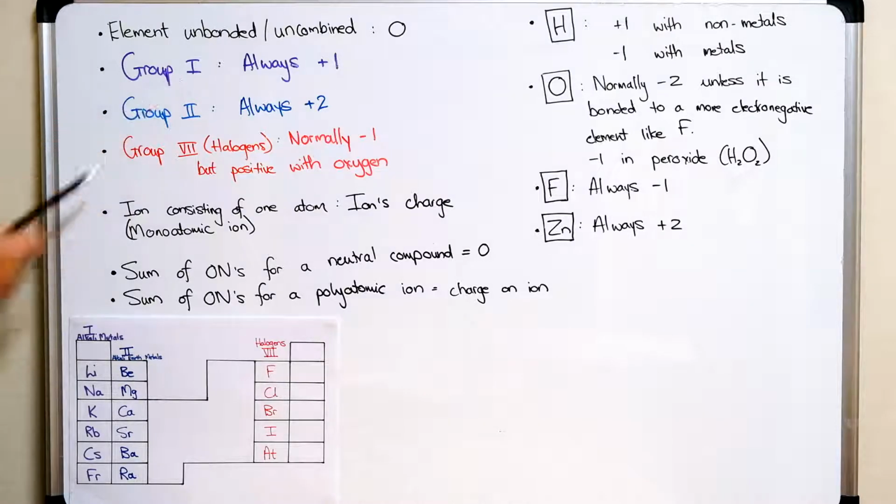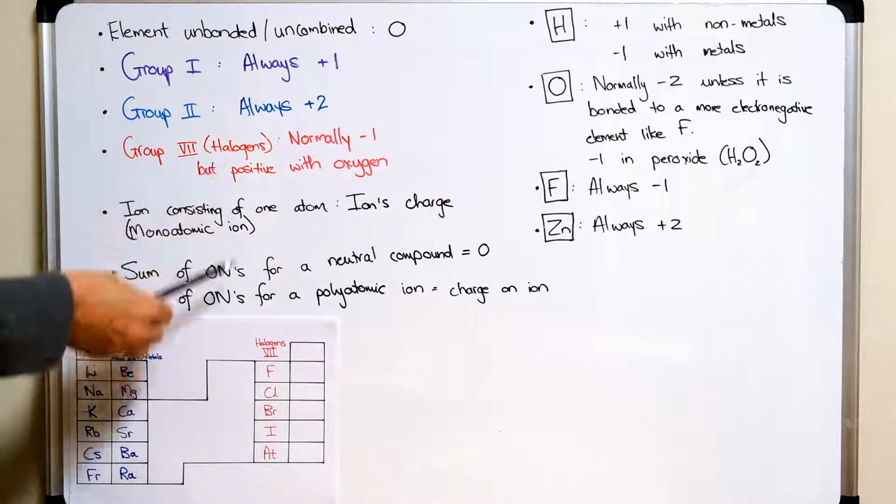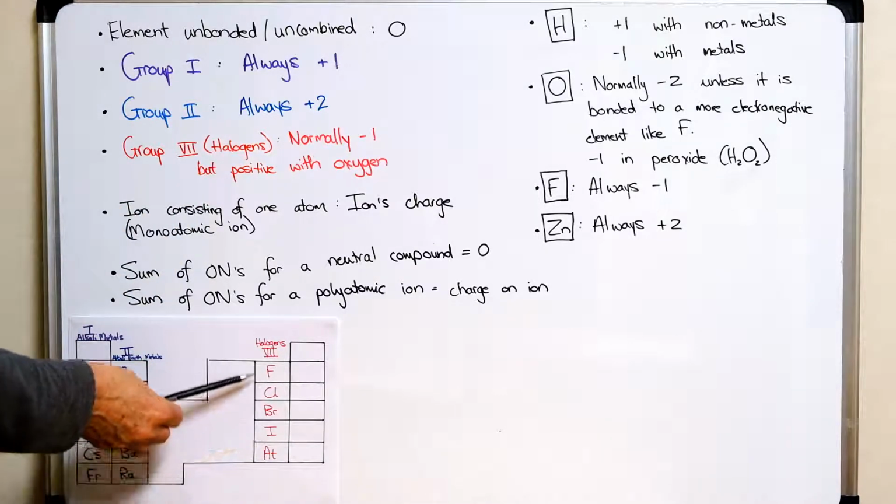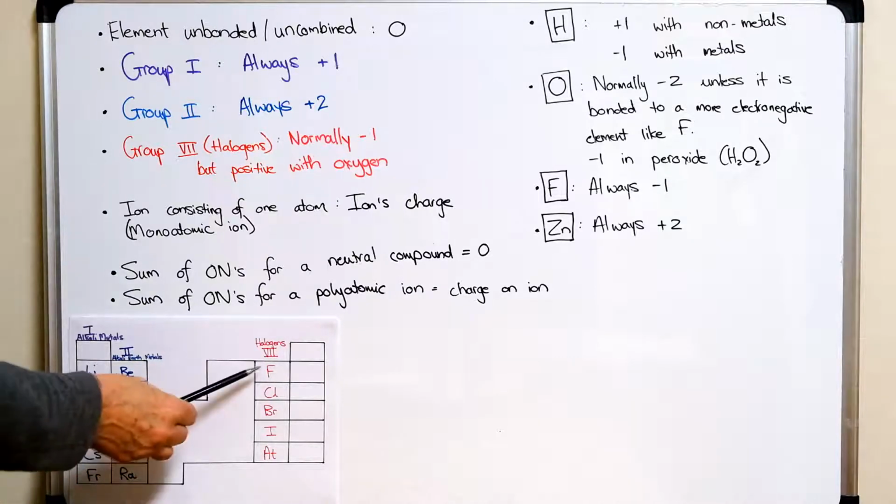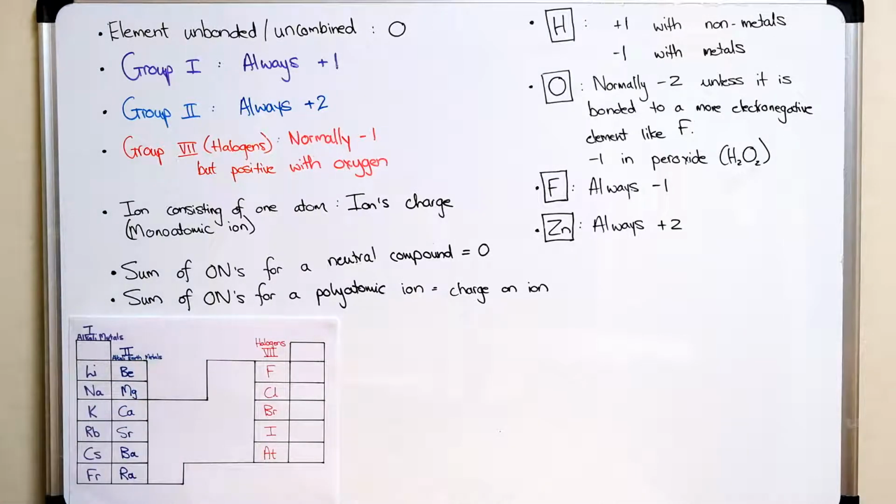Group 1 elements, which are all of these down here, will always have an oxidation number of +1. Group 2 elements, which are alkali earth metals, when they are bonded, will always have an oxidation number of +2. Group 7, which are the halogens, will normally have an oxidation number of -1, but they will all be positive if they are bonded to oxygen.